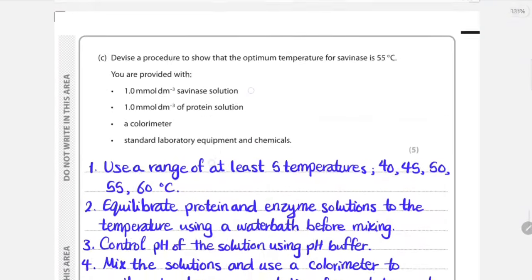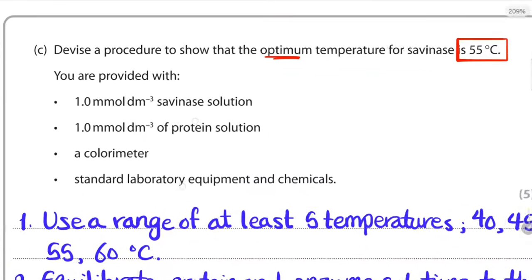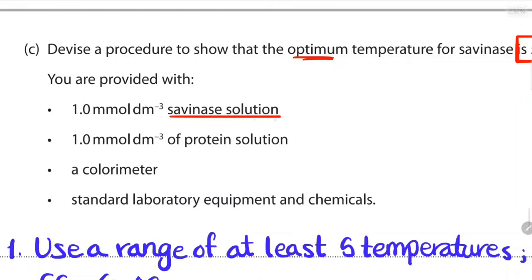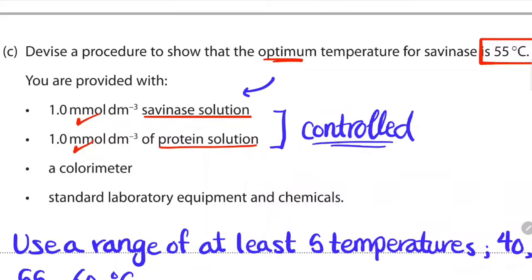Last question. Devise a procedure to show that the optimum temperature for Savinase is 55 degrees Celsius. You are provided with the Savinase solution of the enzyme in a known concentration and the known concentration of the protein solution as well. So that's also kind of an important idea, guys. I don't need to mention this as a controlled variable because it was already controlled. So how are you going to control it when you are already given a known concentration? Okay, so I have to look for another point to control.